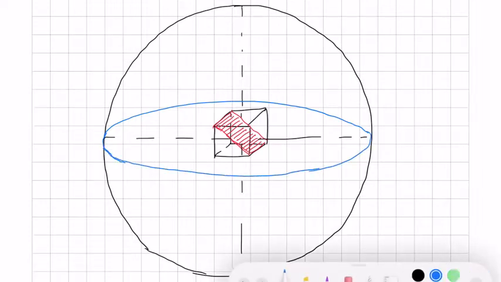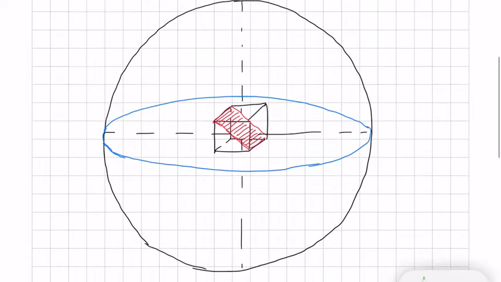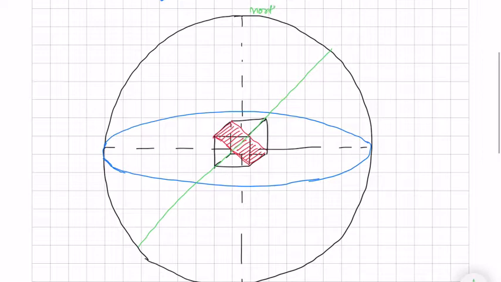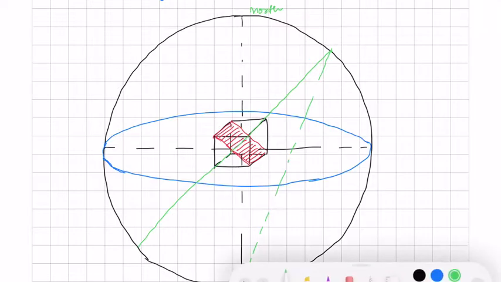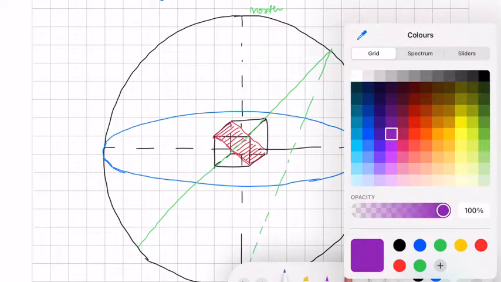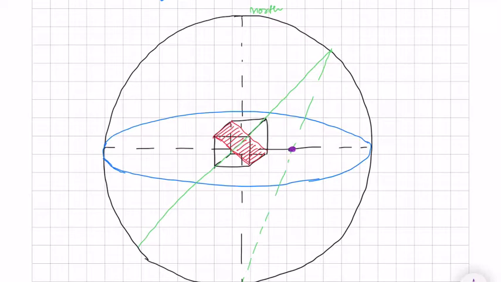Okay, so let us draw a normal to this plane. So suppose the normal is like this. So when you project this normal towards the south pole, this is the south pole and this is the north pole. So when you project it from the south pole, that is you connect the intersecting point in the upper hemisphere with the south pole. So the point that you get on the equatorial plane, this point is basically the representation of the plane or the plane normal.